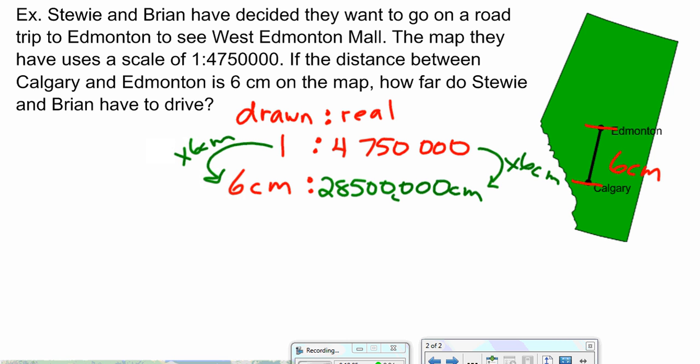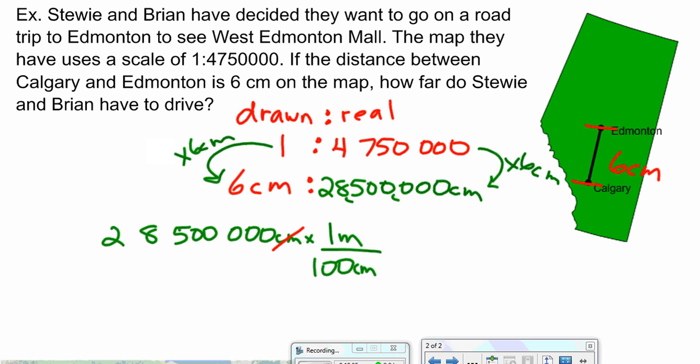28,500,000 centimeters. We don't measure in centimeters, we measure in kilometers, so we're going to put our units into kilometers. So 28,500,000 centimeters, and we need to turn it into kilometers. So I'm going to go to meters first, and then from meters to kilometers. So in 1 meter, there are 100 centimeters. So now the centimeters are going to cancel out. And then I'm going to need to cancel out the meters to get kilometers. And 1 kilometer is the same as 1,000 meters. And now meters will cancel out, and so the only units that are left are kilometers.